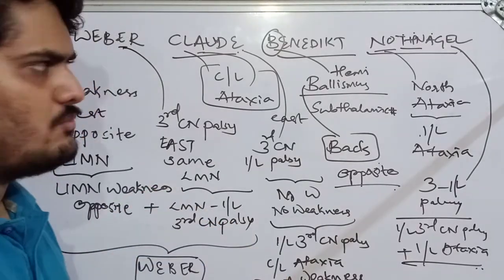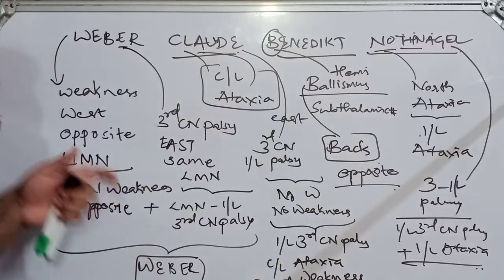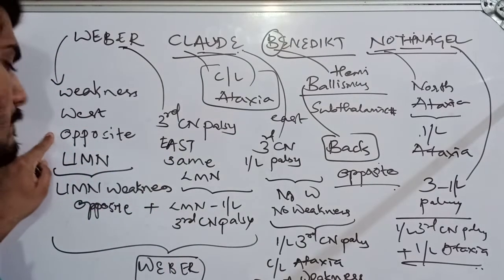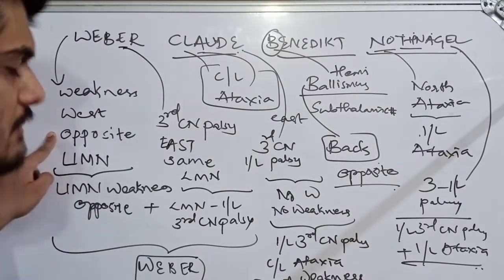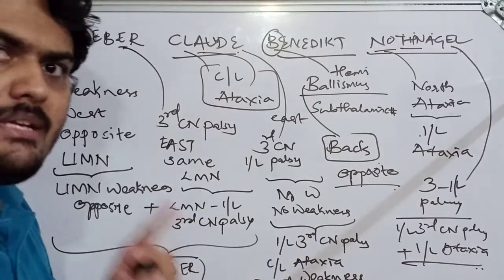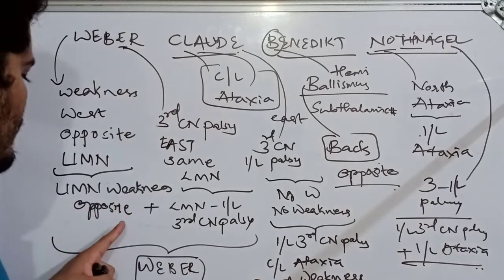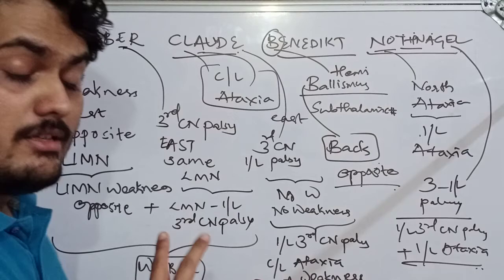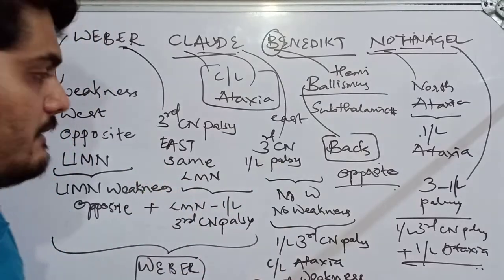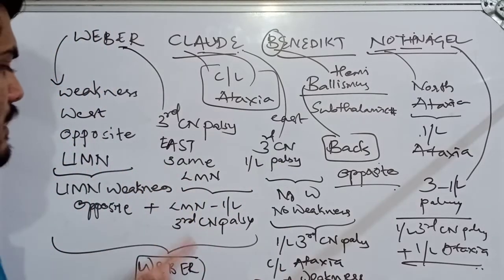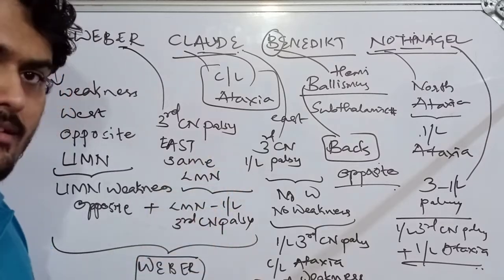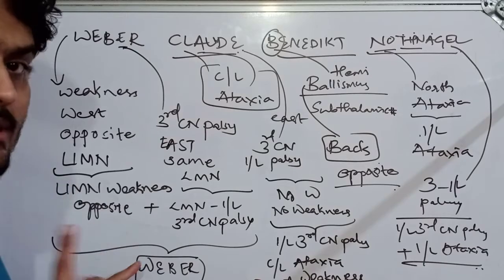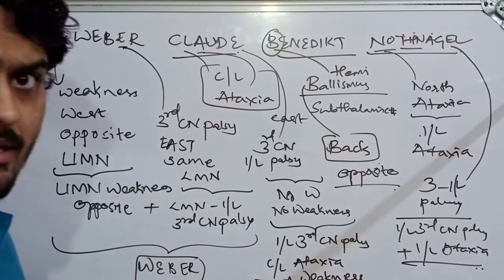We'll try to revise quickly. Weber syndrome: there is W, so there is weakness directed towards west, opposite side. U is associated with it, so it is UMN type. So UMN type of weakness, opposite side. E is there, so E is third cranial nerve palsy, east side, same side. Opposite to UMN is LMN. So LMN type of ipsilateral third cranial nerve palsy along with UMN type of opposite side weakness. What we get is Weber syndrome.